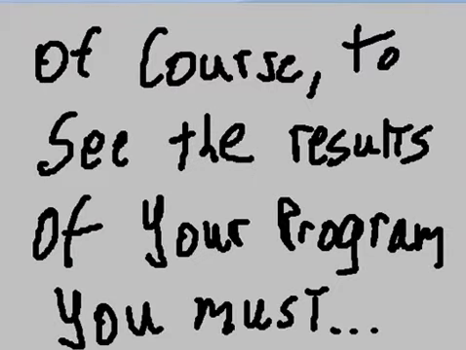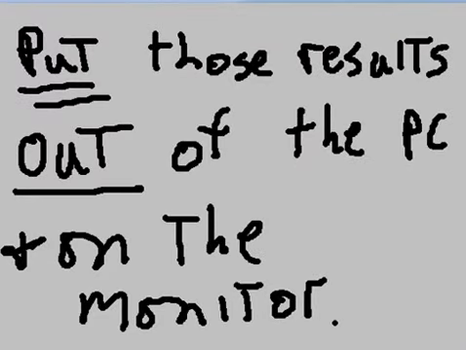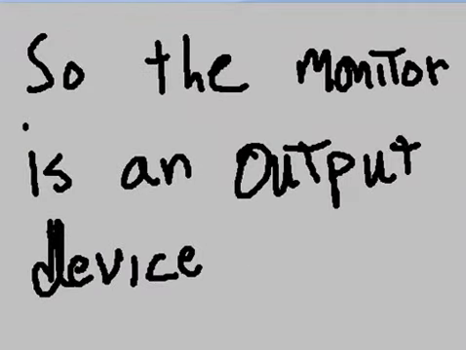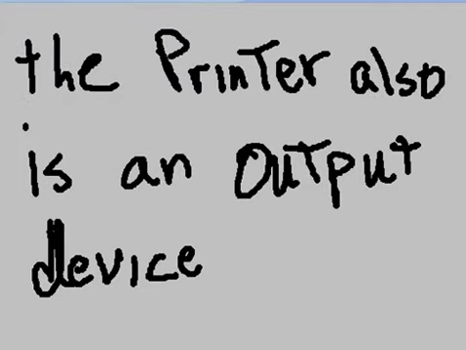Of course, to see the results of your program, you must put those results out of the PC and on the monitor. So the monitor is an output device. The printer also is an output device.